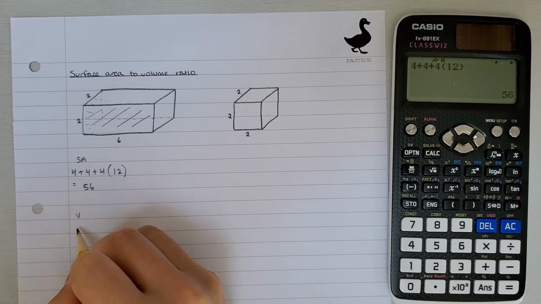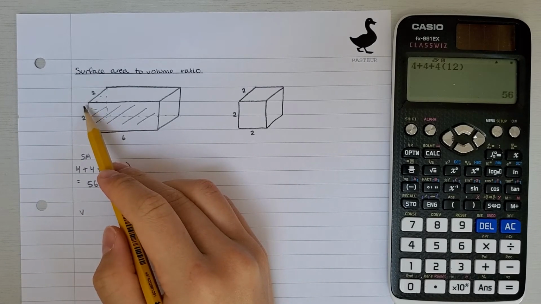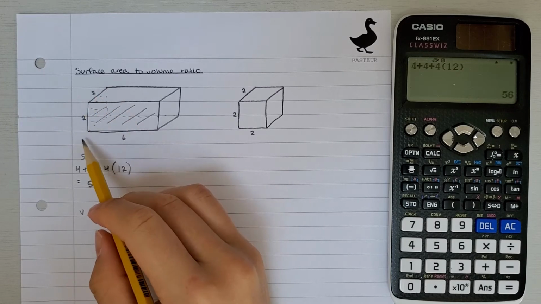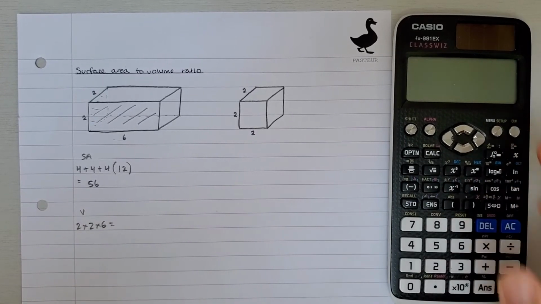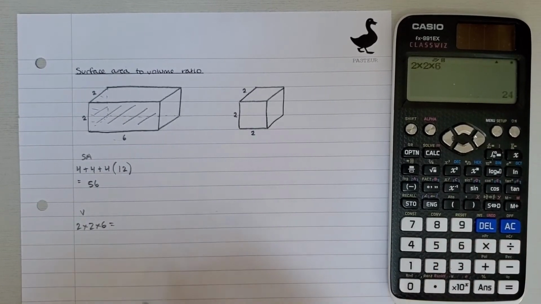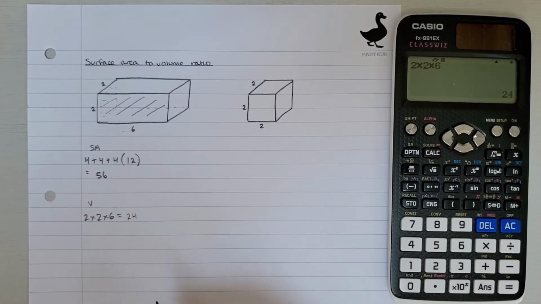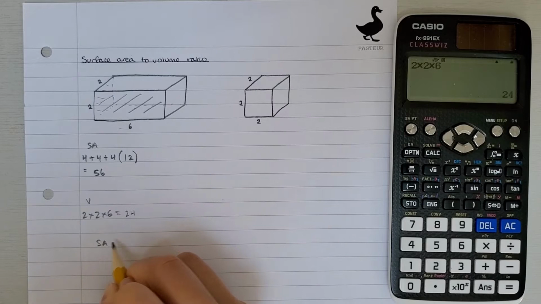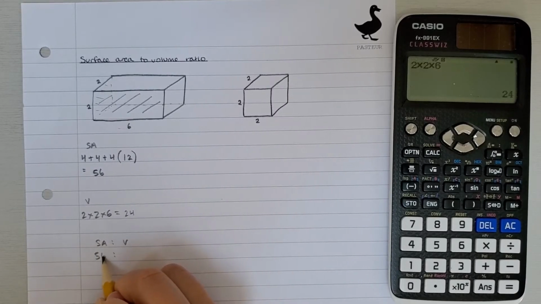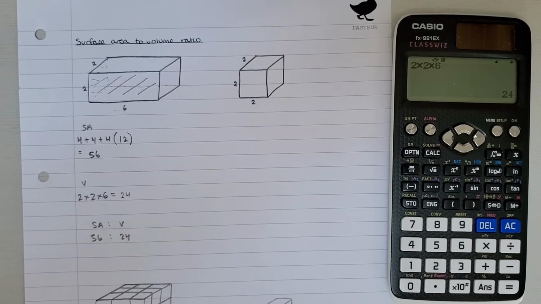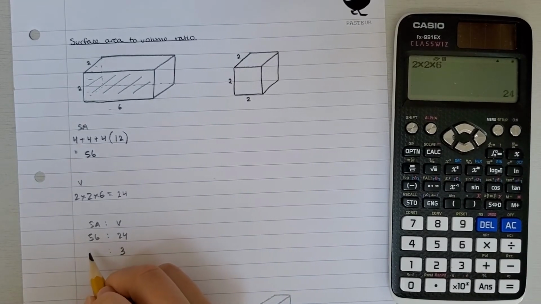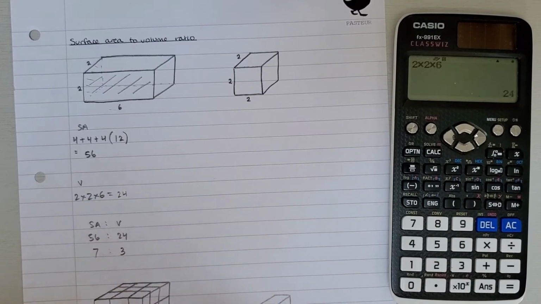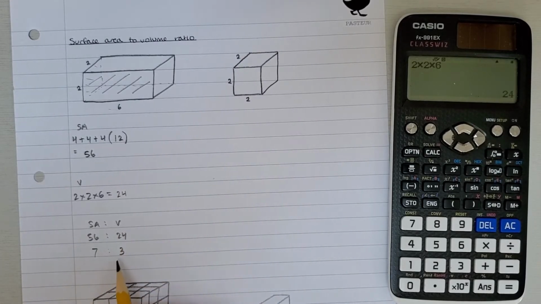When we calculate the volume, it is base times height times length, so 2 by 2 times 6, that equals 24. So for the surface area to volume ratio, of course we can divide both of them by 8. So we have 3, and 56 divided by 8 is 7. So the surface area to volume ratio is 7 to 3.